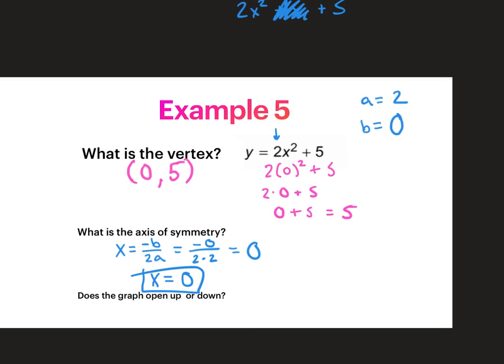Easy peasy. All right, Gilbert, does our graph open up or down? What tells us that our graph opens up or down? The A, which is the very first number that we reach here. So if it's positive, it opens up. If it's negative, it opens down. Is 2 positive? Yes. So what does it open? It opens up.